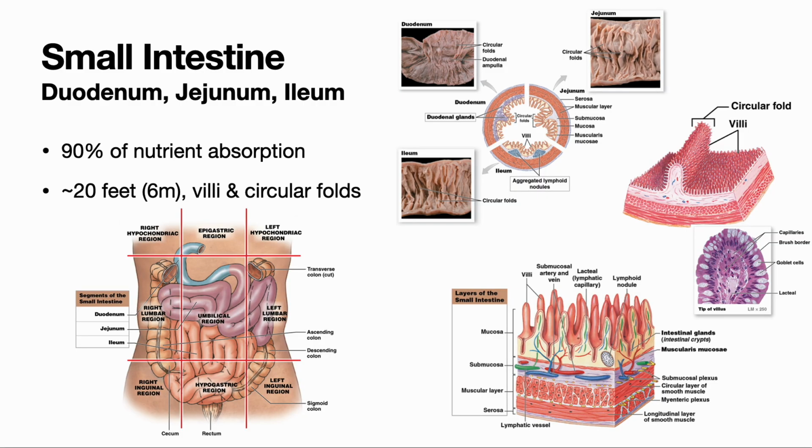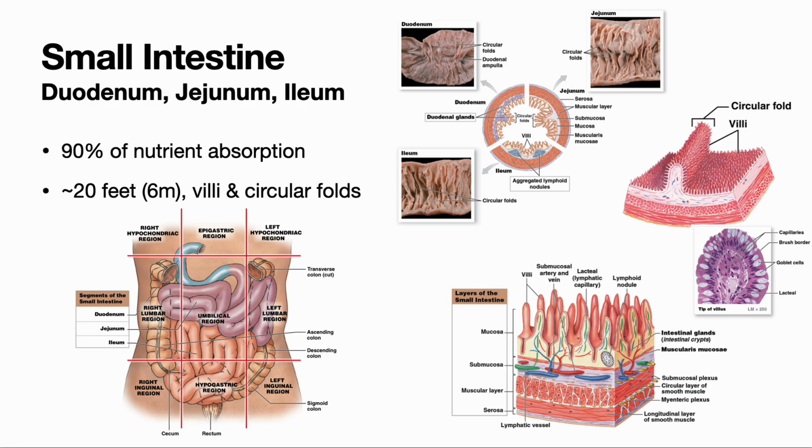All right, that brings us to our small intestine, which has three parts. The first part is the duodenum, right off the stomach, and then chyme will move from the duodenum into the jejunum, and then from the jejunum into the ileum. 90% of nutrient absorption occurs in the small intestine, and probably the bulk of that is in the jejunum. The duodenum's main job is neutralizing the chyme because it's super acidic from having come from the stomach with the hydrochloric acid.